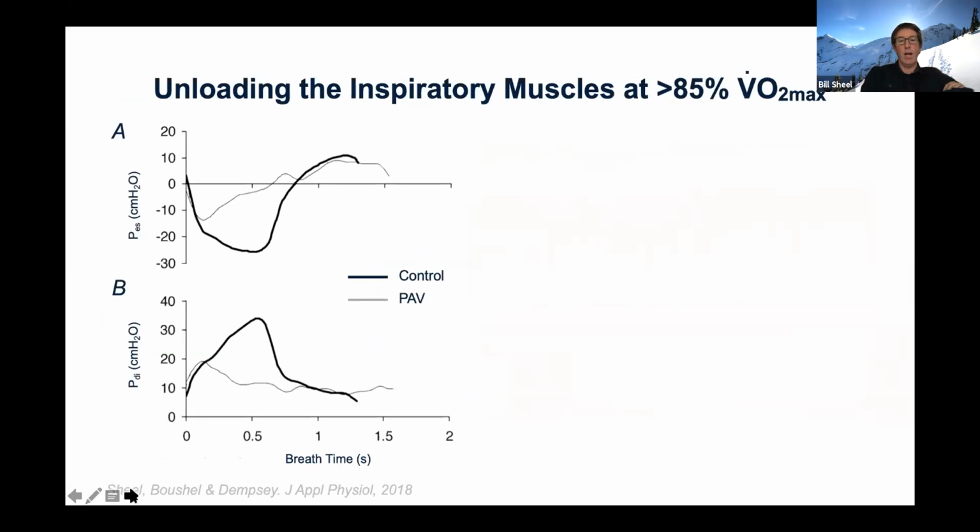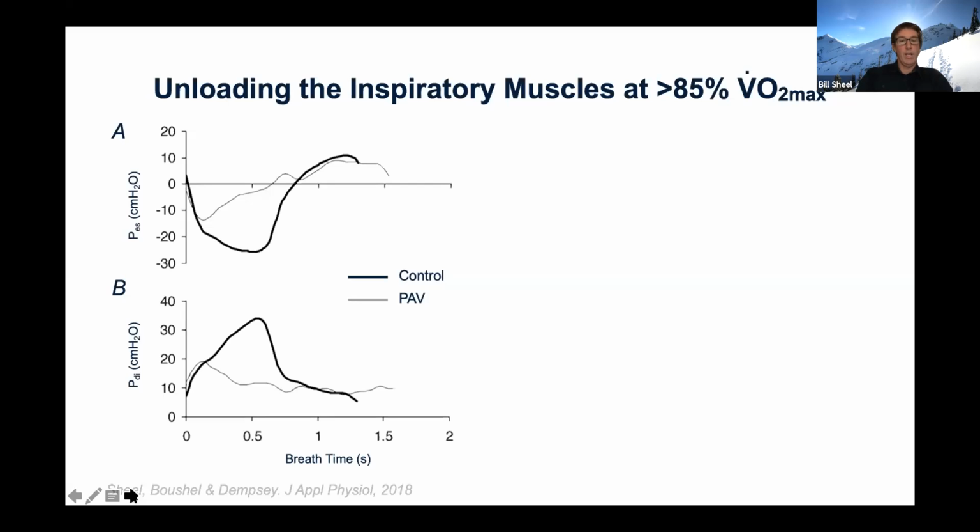So this is a summary slide, and it summarizes a number of years of work, some of which I was involved with, some of it I was not. Let's orient to the panel on the left. That's esophageal pressure, which we went through earlier. And then the bottom panel B is diaphragmatic pressure. The esophageal pressure reflects all of the inspiratory muscles, and the bottom panel is the pressure generated with the diaphragm, the primary muscle of breathing.